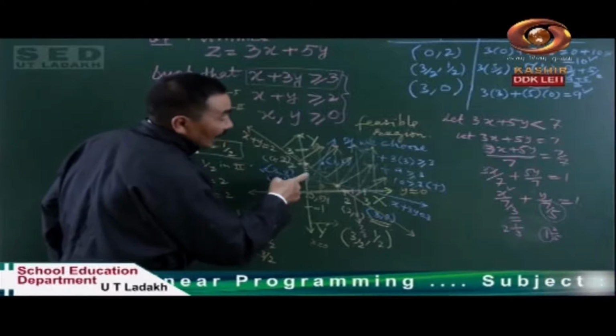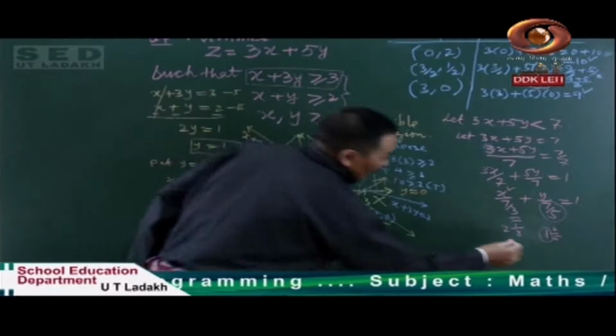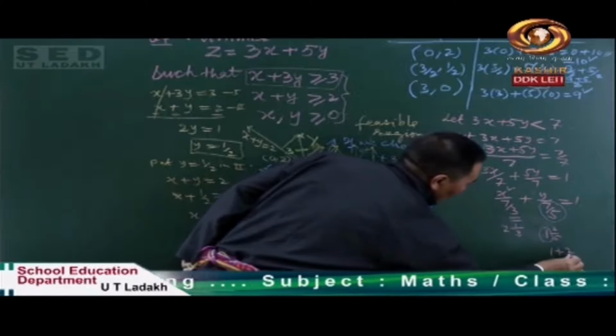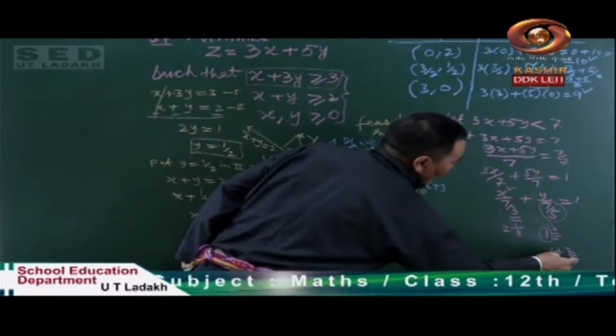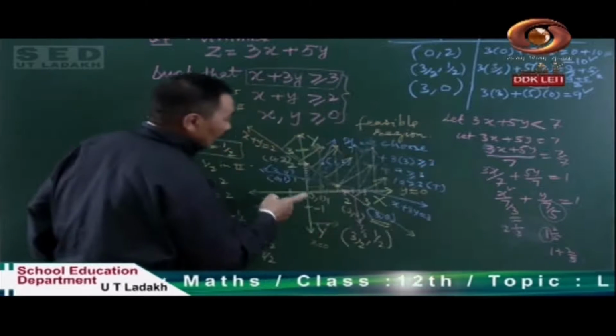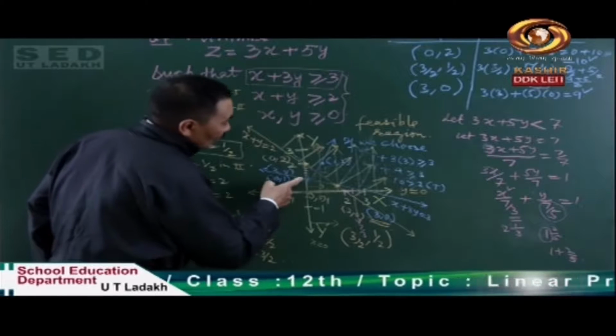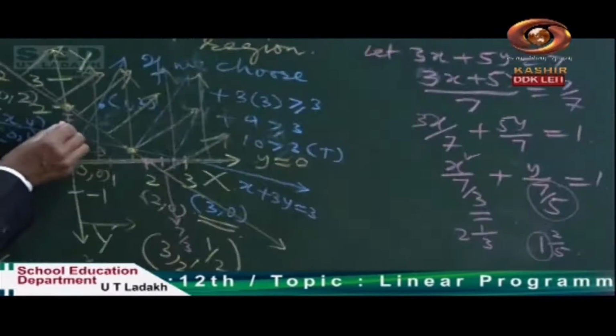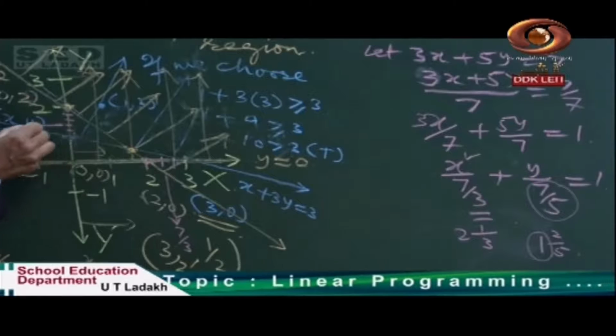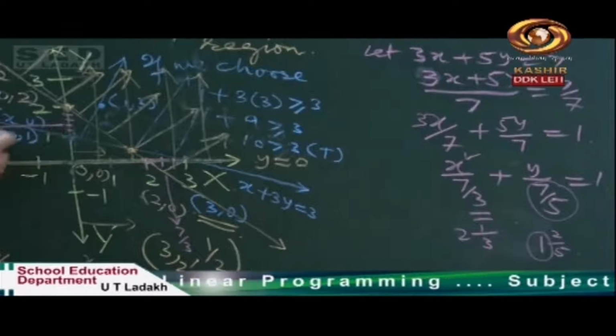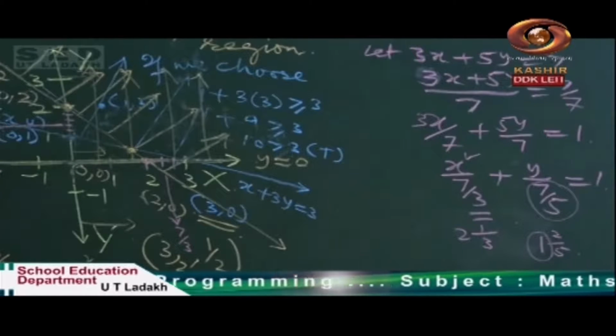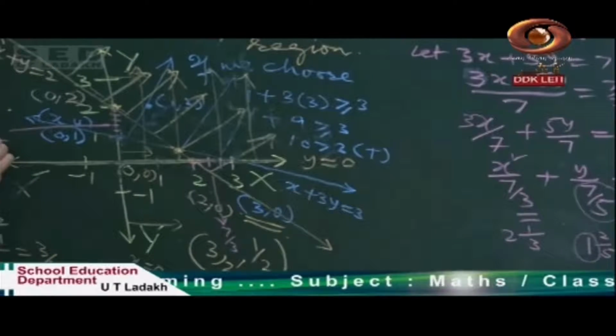The next point I have to add, because 1 plus 2 upon 5 is 7 upon 5. So 1 is complete. Next is 2 upon 5. This one is 2 upon 5. What will this point be? This point will be 7 upon 5.